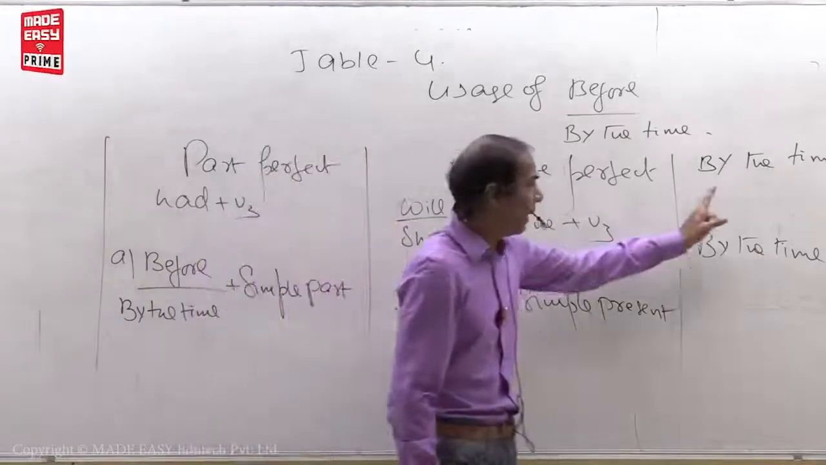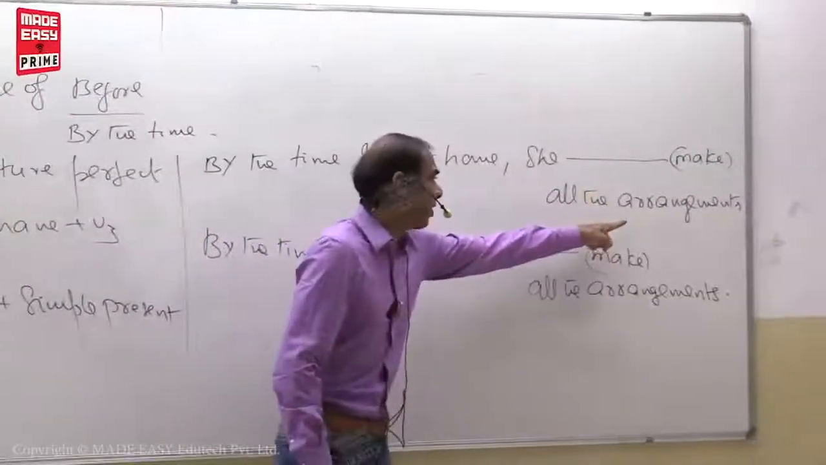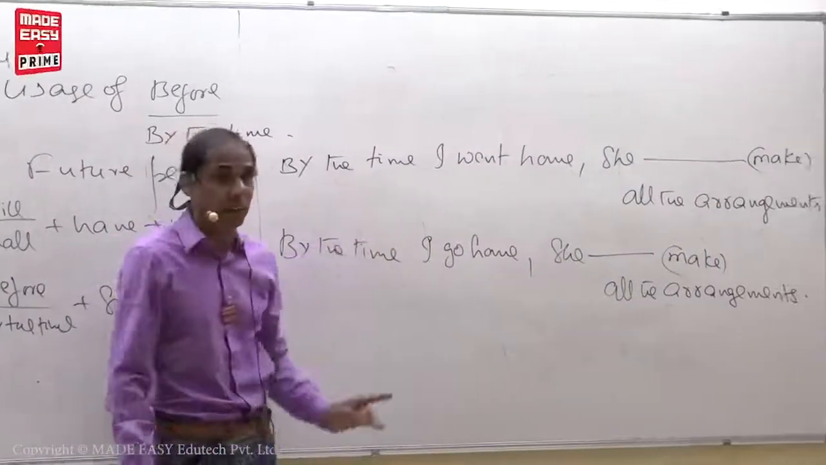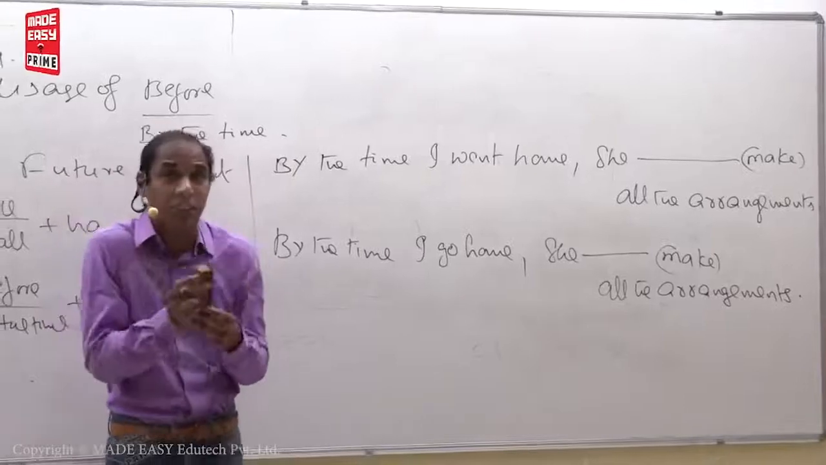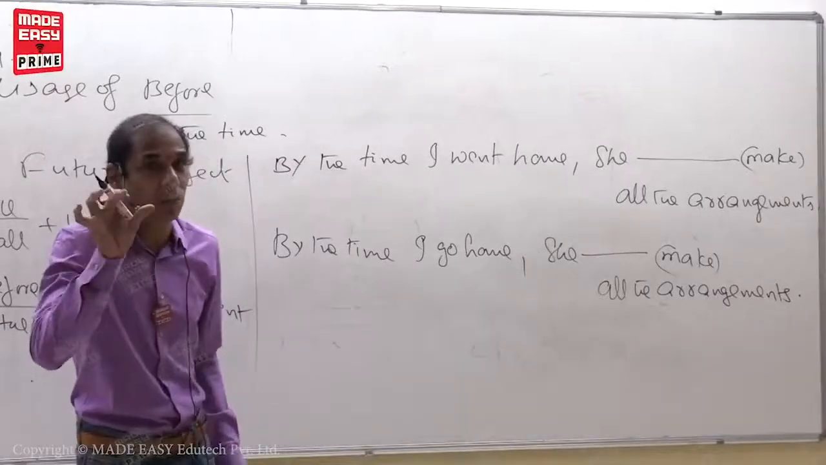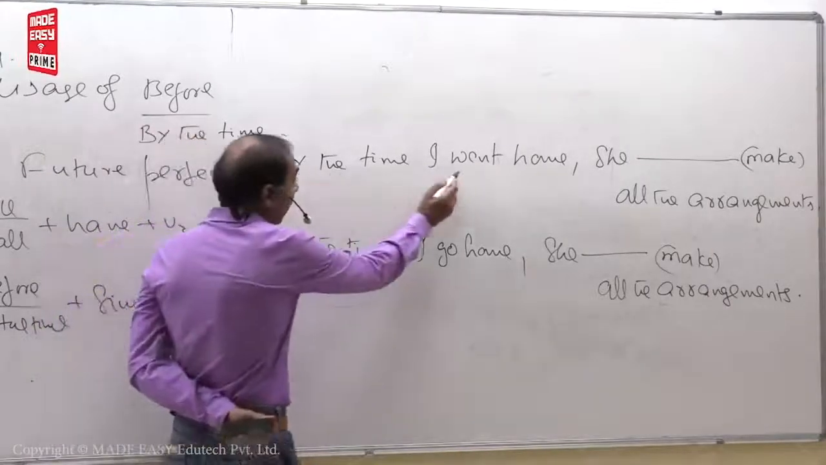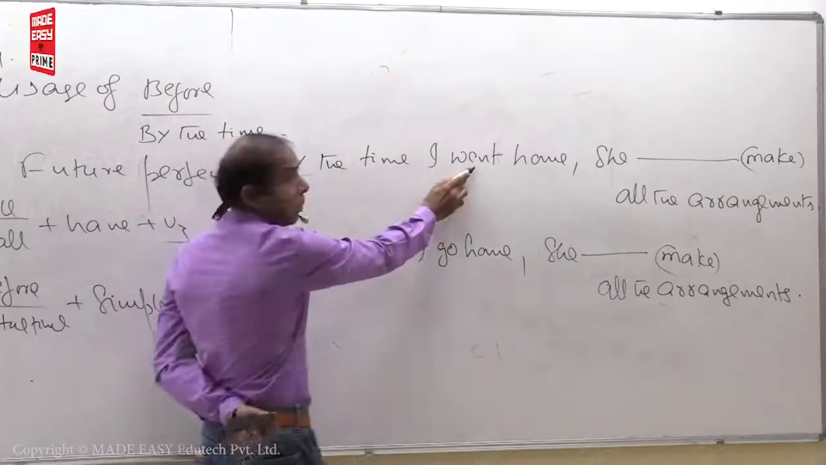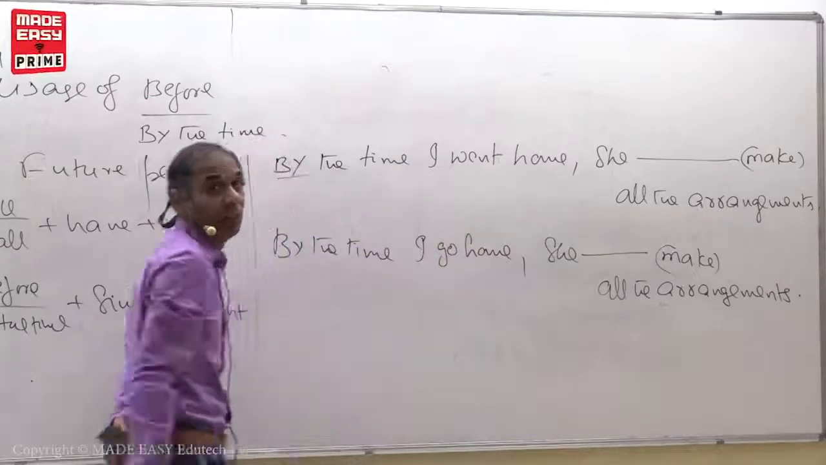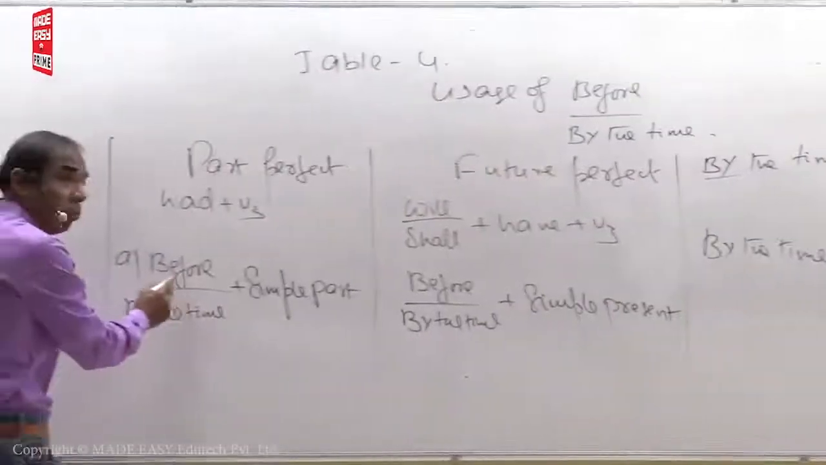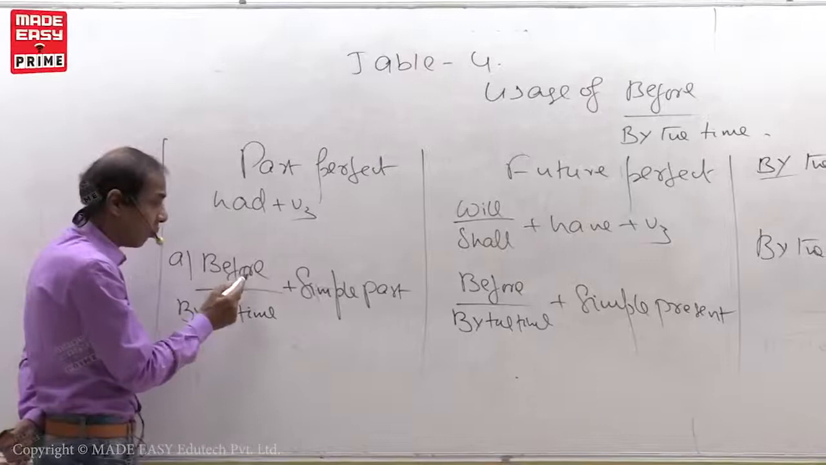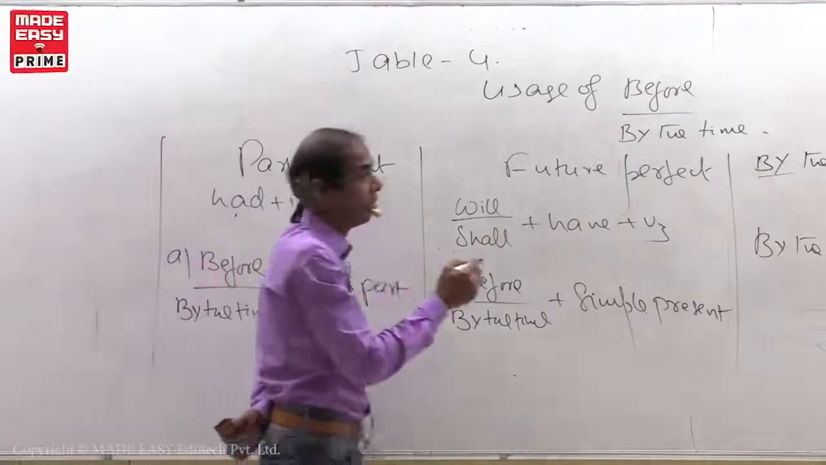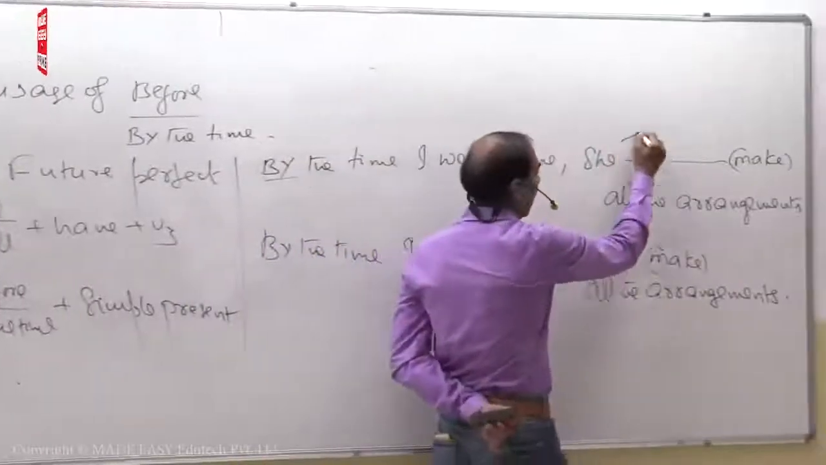See, by the time I went home, she dash make all the arrangements. If you find any one of these two words in a sentence, observe these two words are connected with which tense. You have to observe. See, by the time I went home, by the time is connected with the past tense. If these two are connected with the simple past, the second must be past perfect: had plus V3.